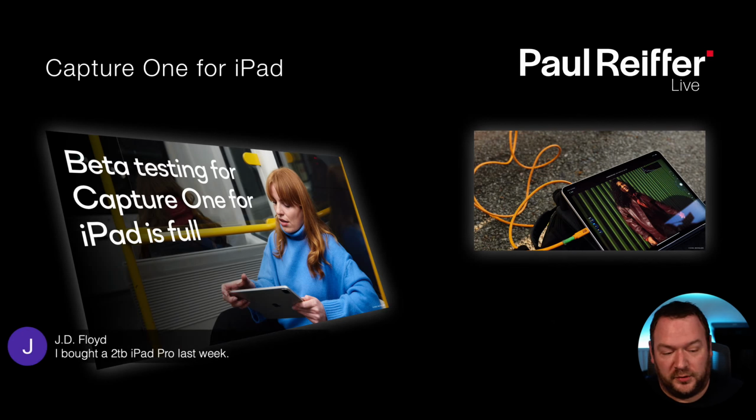So yeah, to JD's point, I've got a 2 terabyte iPad Pro. So interesting one for those that don't know. The iPad Air has 8 gig of RAM. The iPad Pro also has 8 gig of RAM, except for the 1 terabyte and 2 terabyte options. So if you're looking for an iPad with a bit more punch, then those two options have 16 gig of RAM rather than the standard 8.